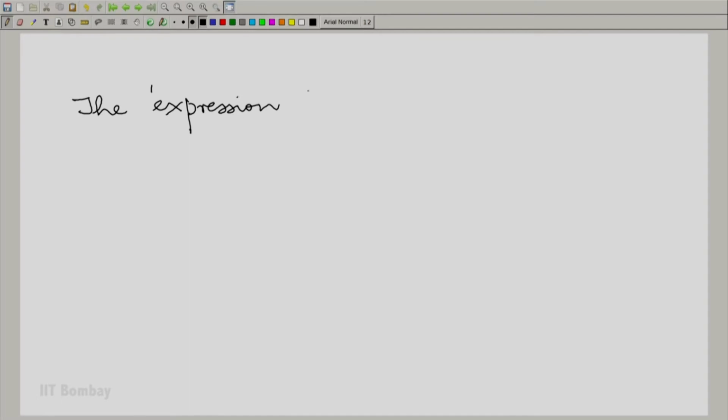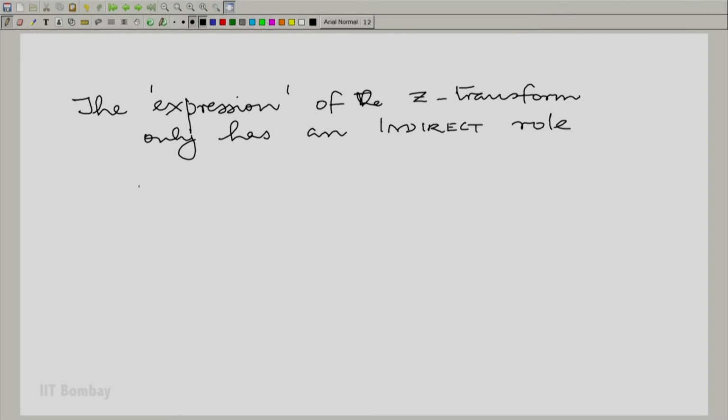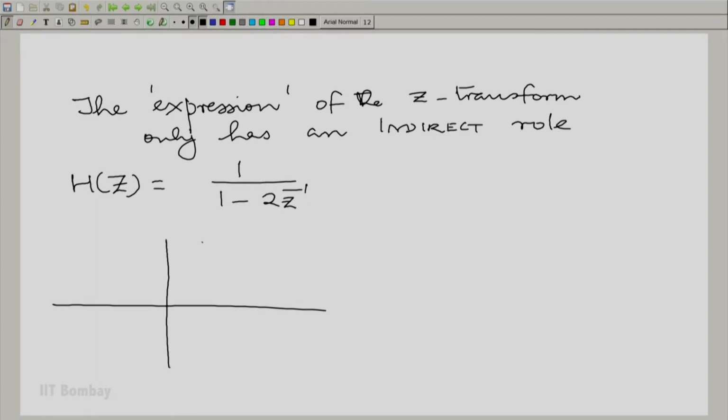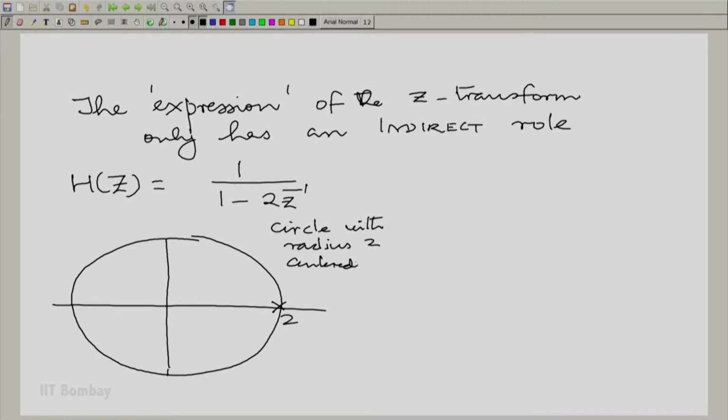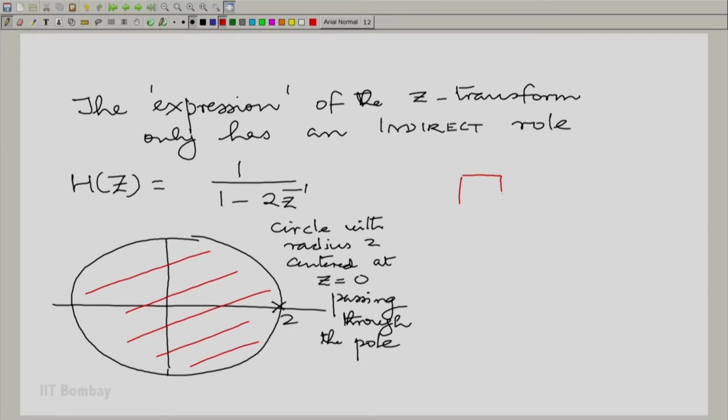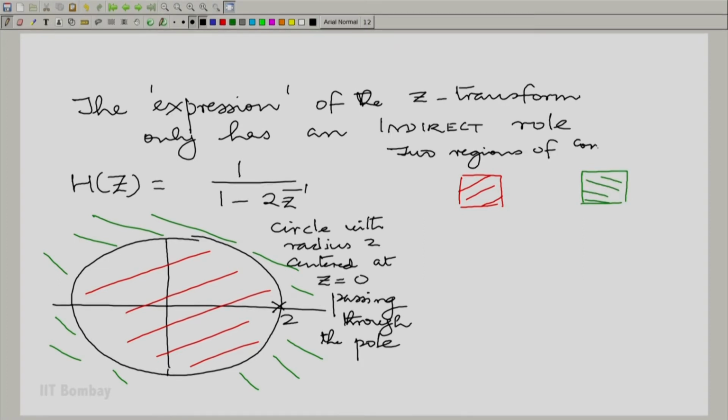What is that indirect role? Let us look at now another expression and look at the two possible regions of convergence. Let us look at H of Z being equal to 1 by 1 minus 2 Z inverse. Let us go through the same exercise here. We draw this circle with radius 2, centered at the origin, passing through the pole. We once again identify the two possible regions of convergence, the red region of convergence and a so called green region of convergence, respectively interior and exterior with respect to the pole.